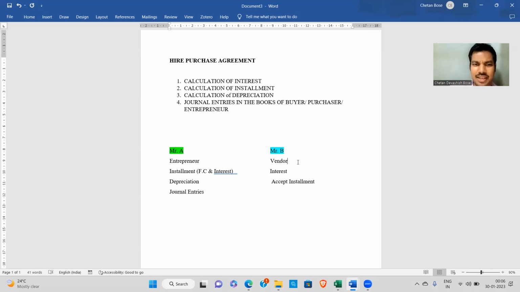Now, as Mr. A and B are dealing with an asset, the entrepreneur has to also take care of the depreciation. So we need to check and understand how the depreciation is calculated. And then we need to know how to pass all the journal entries which are required to be passed in the books of the entrepreneur. So our scope of study in terms of hire purchase agreement is to know how to calculate interest, how to calculate installment, how to calculate depreciation, and how to pass journal entries for all these transactions which are going to happen between vendor and entrepreneur. So let us see how we are going to learn interest in our upcoming video.